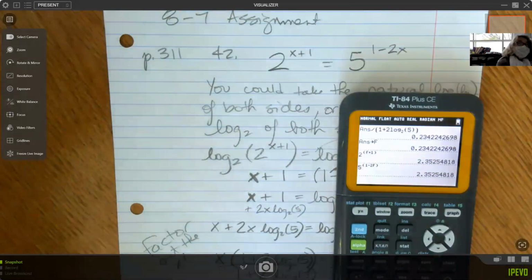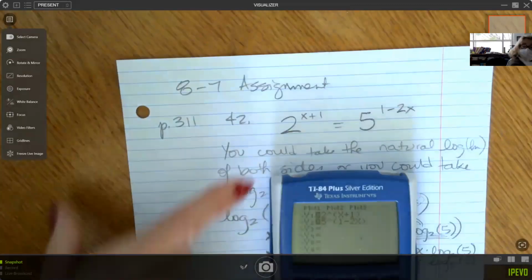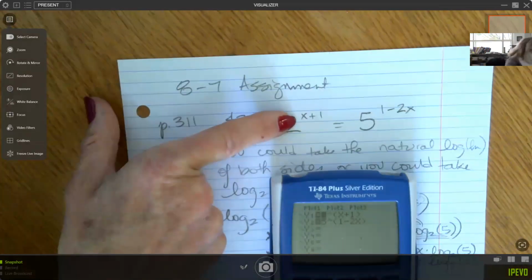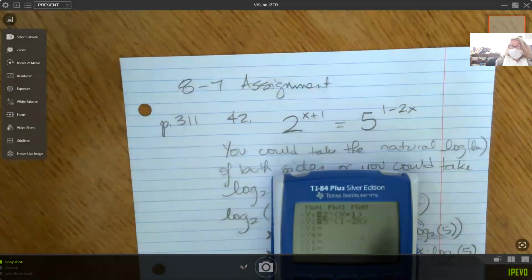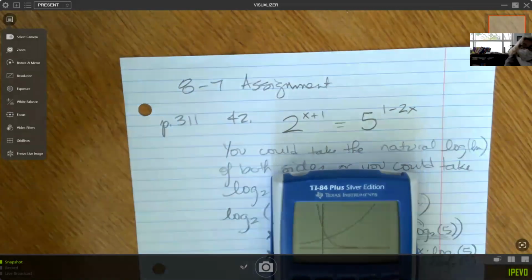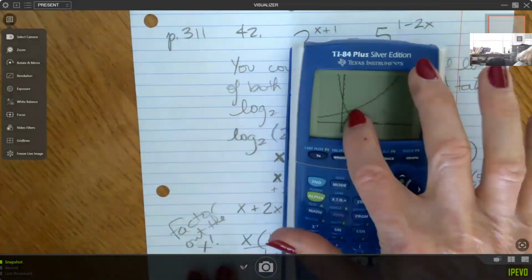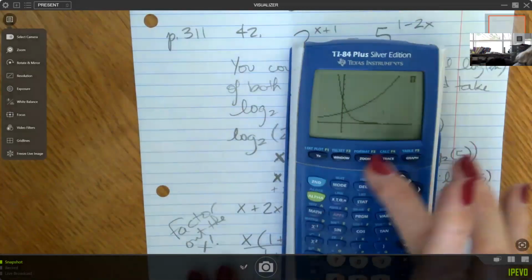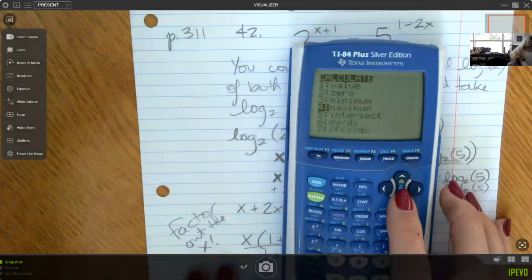Also, we could do this on our calculators. If I put into my calculator 2 to the x plus 1 and 5 to the 1 minus 2x, and I'm just going to see where these two functions intersect, I'm just going to graph it, and you'll get a picture like this. Then I'm just going to figure out the x at that intersection. So again, second calculate, I am going to go down to my choice for intersection.